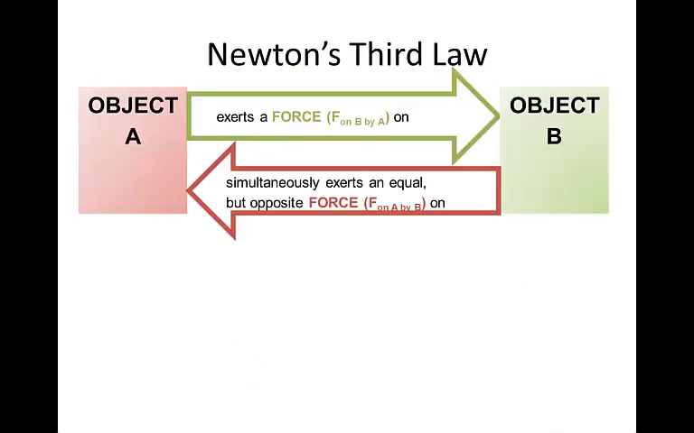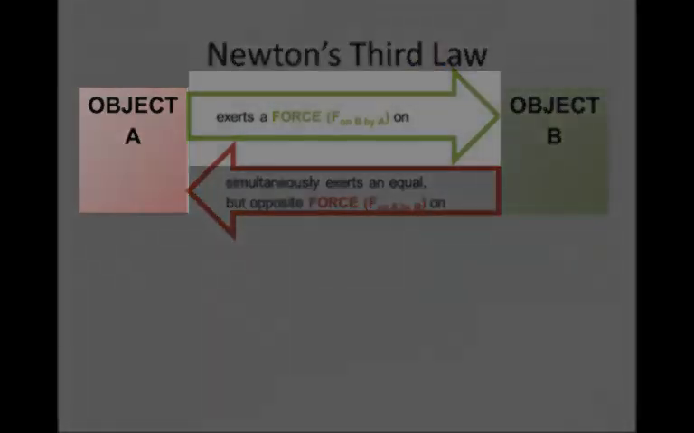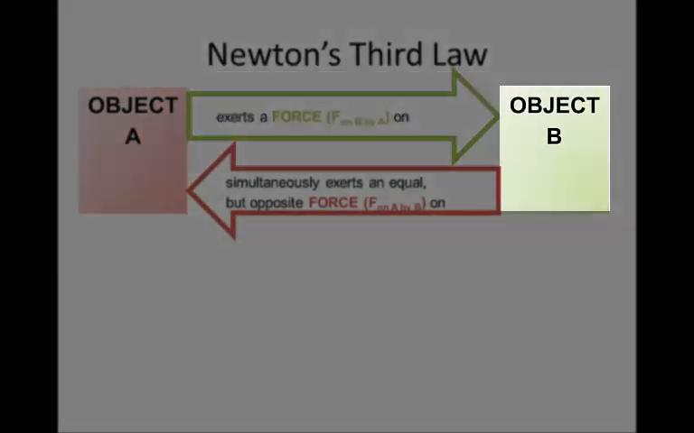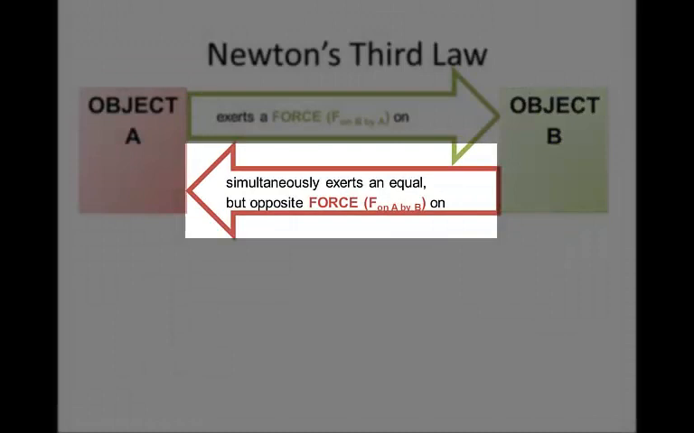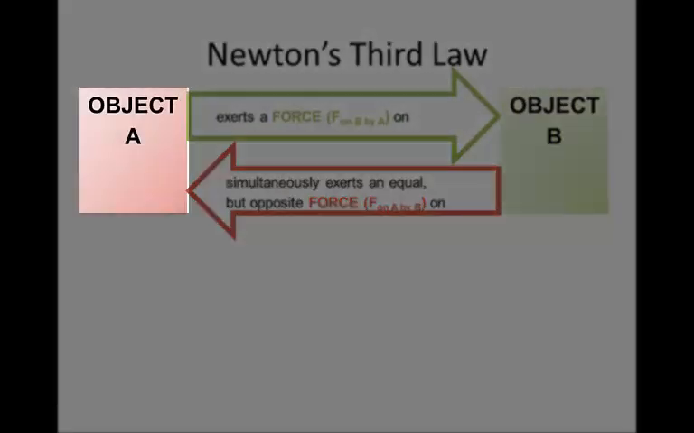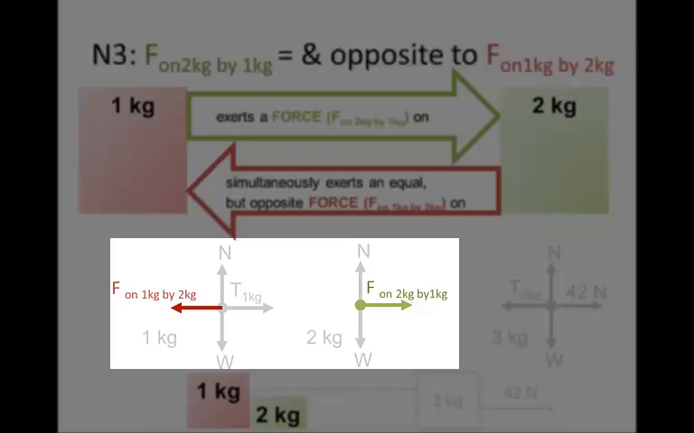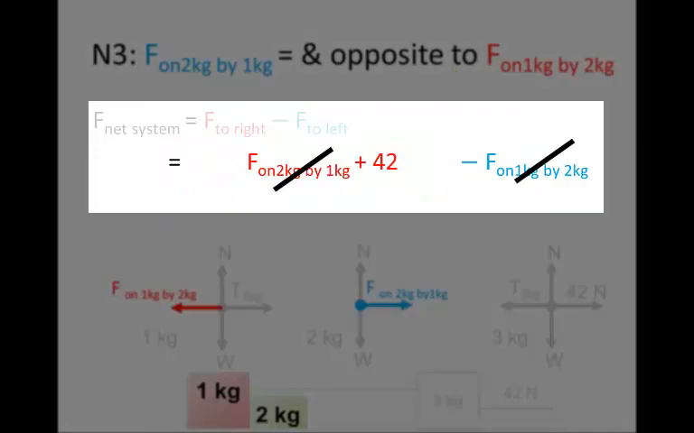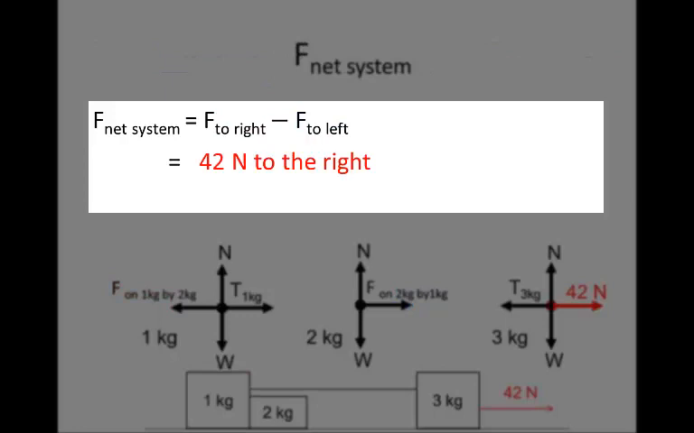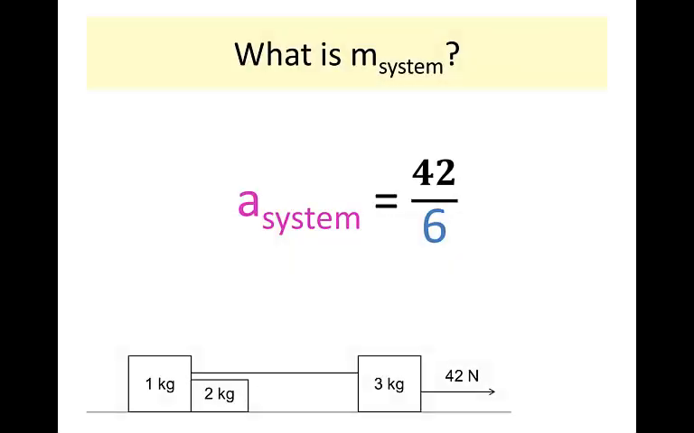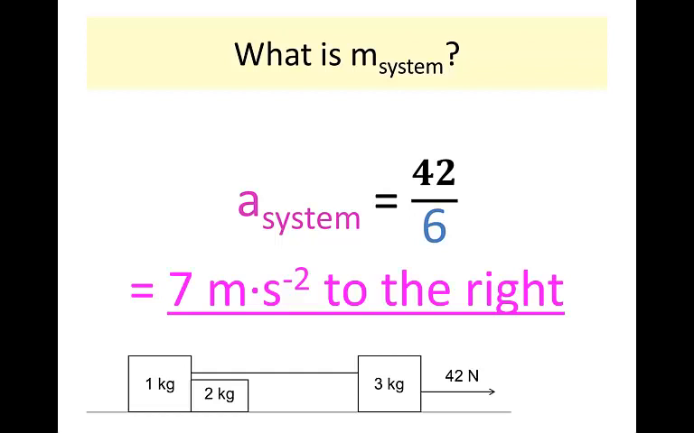Then remember too that according to Newton's third law, when object A exerts a force on object B, then object B simultaneously exerts an equal but opposite force back on A. So here we have a Newton 3 pair of forces exerted on the 1 kilogram and on the 2 kilogram, equal in magnitude but opposite in direction to one another. And so their effects also cancel out since they are equal and opposite, simplifying our equation even further and telling us that the net force acting on the system is 42 newtons to the right. We can now substitute this into our equation and solve for a, 7 meters per second squared to the right.